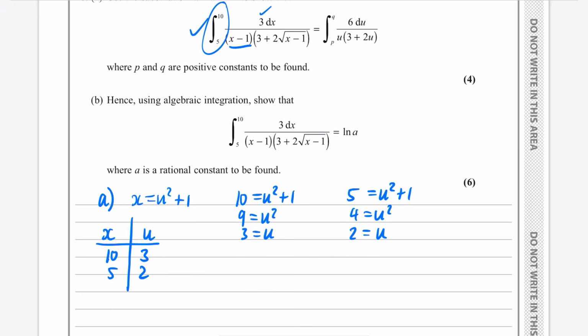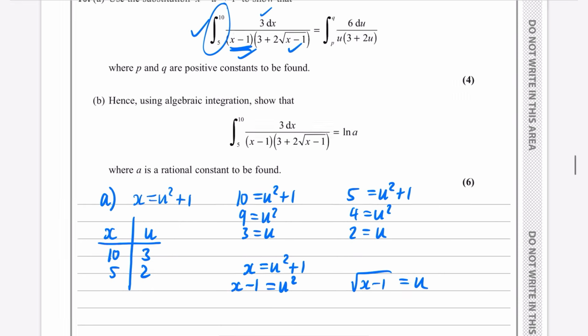So this little x minus 1 part that we've got here, if x equals u squared plus 1, x minus 1 is going to be equal to u squared, so I've got that part. And I think this bit's going to be really easy as well, because if I want to do the square root of x minus 1, that's just going to be equal to u. So it looks like I've got all of the different parts that I need.